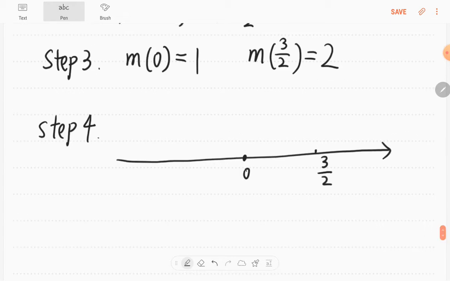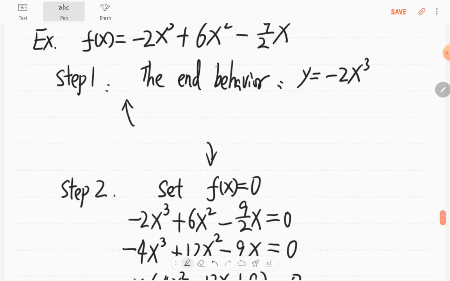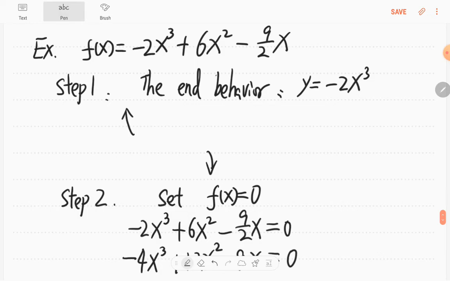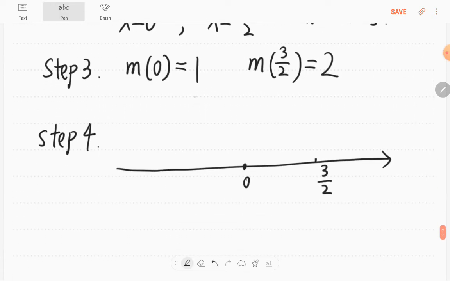For the end behavior, the left is up and the right is down. So let's connect with some smooth curve. Multiplicity is 1, so it goes through and crosses. Multiplicity is 2, so we touch it and go down. So this is the graph.